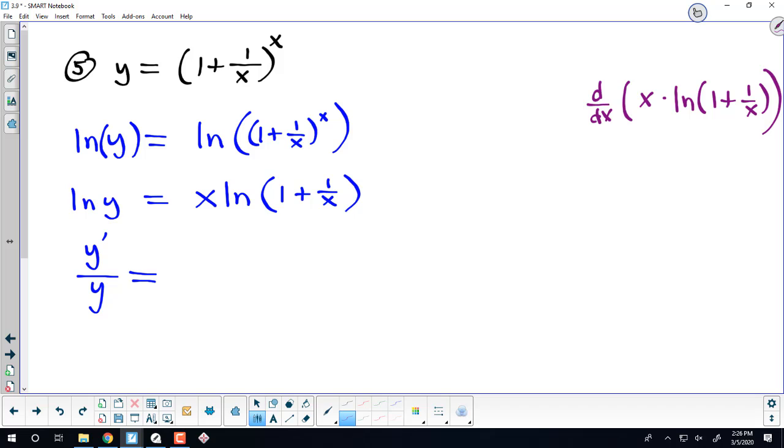So that involves a product rule where we have the first times the derivative of the second plus the second times the derivative of the first. And the derivative of the first is 1, so we just have the second here.